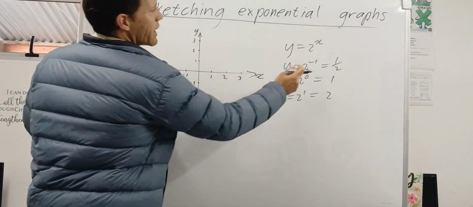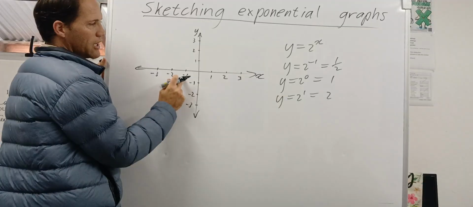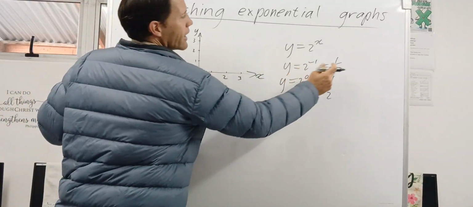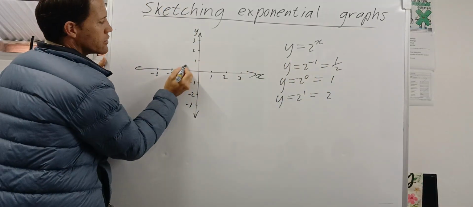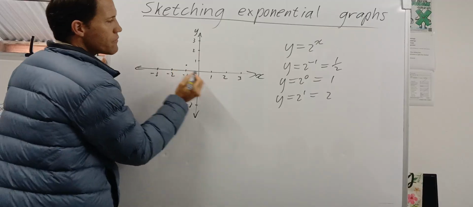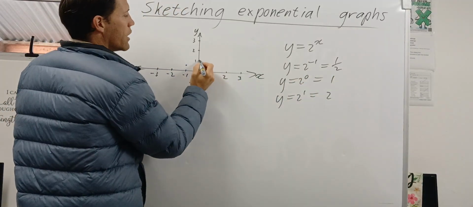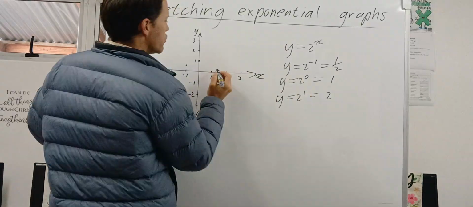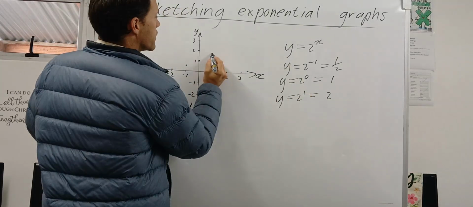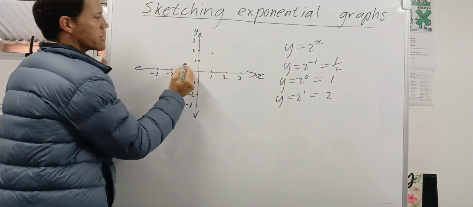So in this case, when I put negative 1 in, my input value x, I get y a half out. So it's going to be there. When I put 0 in, I get 1 out. So 0, 1. When I put 1 in, I get 2 out. Okay, it's going to be there. And then I can see what's going on.